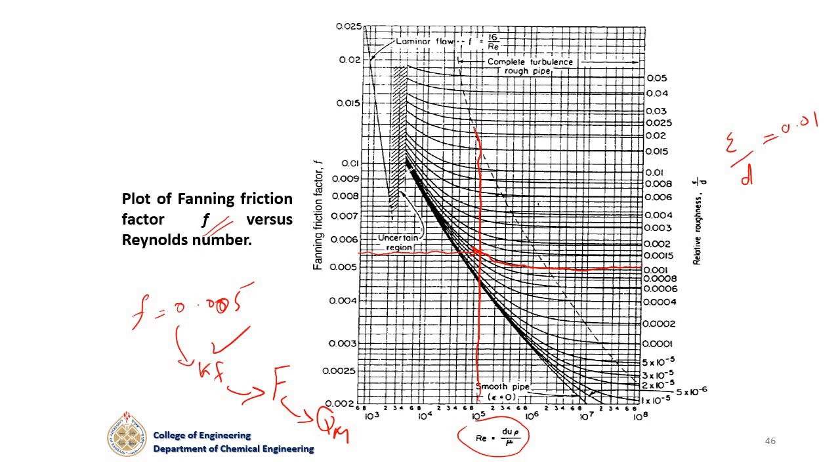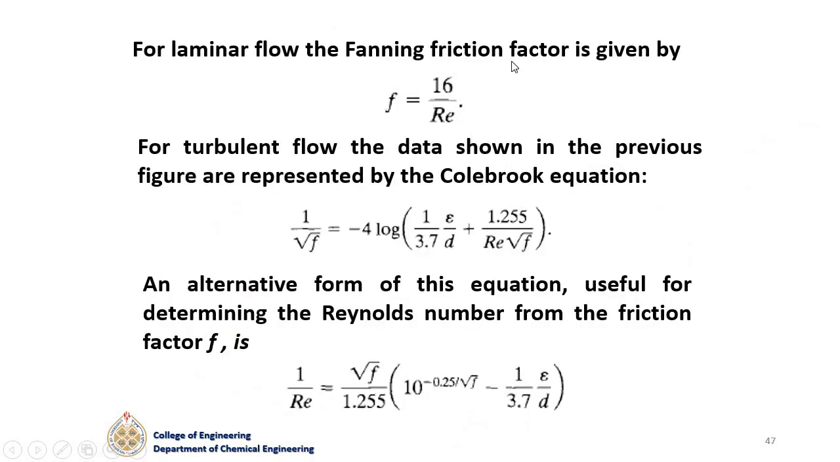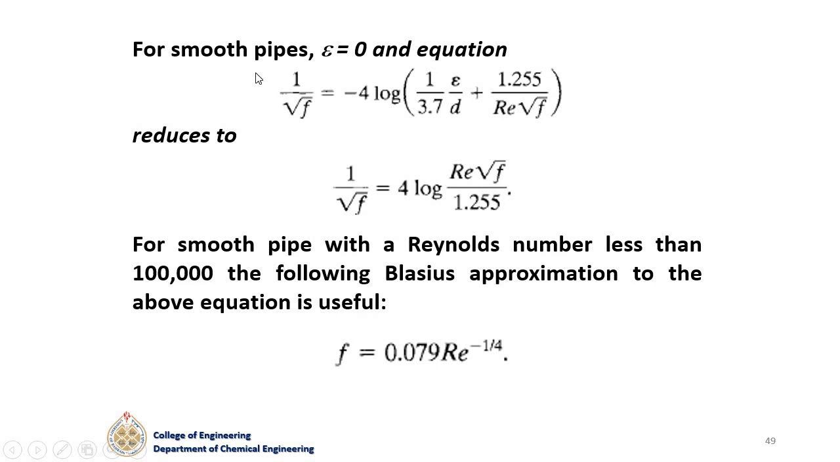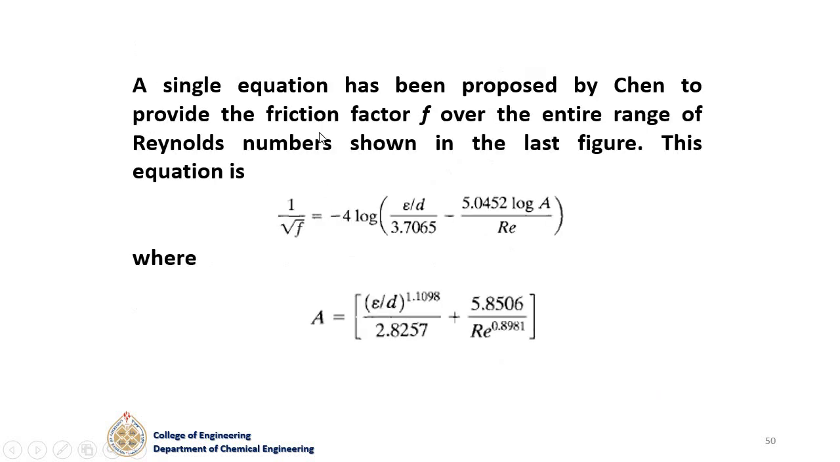Well, now, if you are not going to use this figure, your life is not going to be easy. Why? There are equations for this figure. However, what are these equations? If it's laminar flow, use this F. If it's turbulent flow, use this F equation. If it is turbulent flow in rough pipes, use this equation. If we have smooth pipes, use this equation. If it's a smooth pipe with a Reynolds number less than 100,000, use that equation.